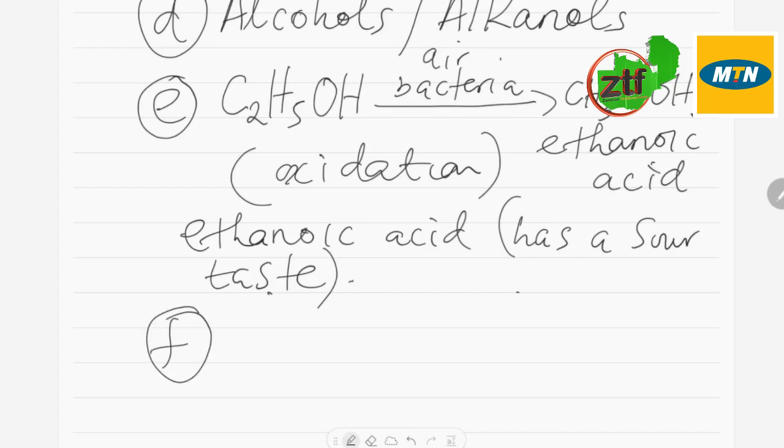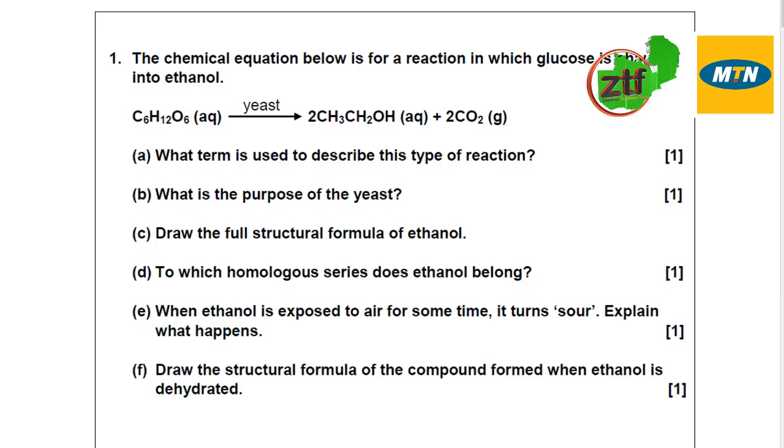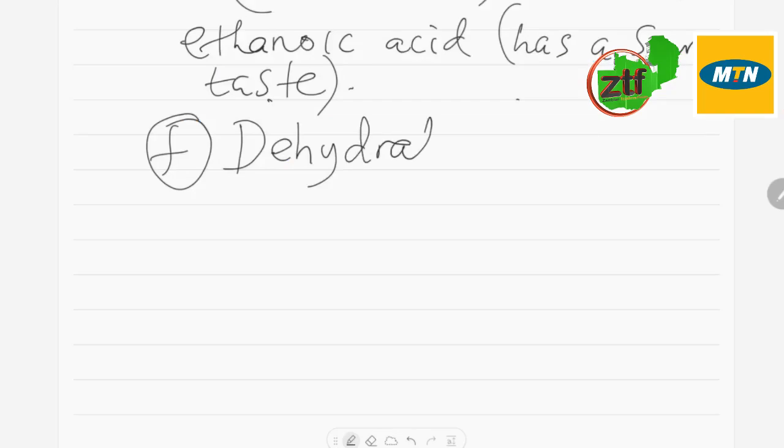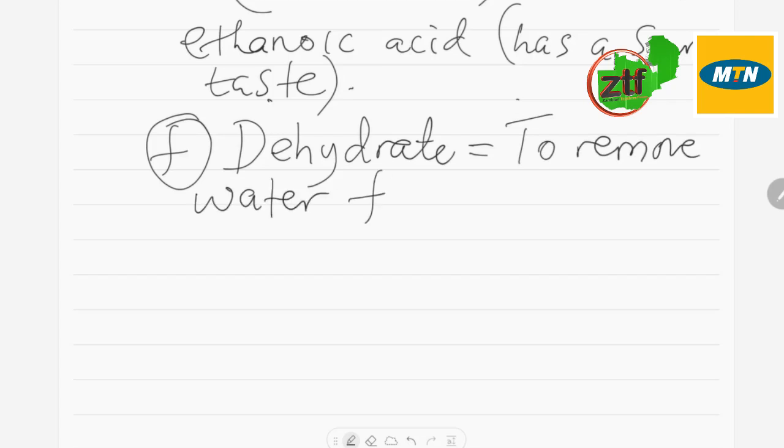F. Draw the displayed formula of the compound formed when ethanol is dehydrated. Before we can answer that question, it is important that we know what it means to dehydrate. To dehydrate simply means to remove water from a substance.